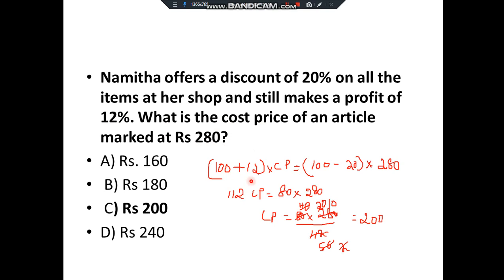100 as usual, 100 plus profit percentage, which is 12 here, into cost price, which is the one we have to find. So CP is equal to 100 minus discount percentage 20 into marked price 280. So 112 cost price is equal to 80 into 280. So CP on the left hand side, taking 112 to the right hand side, it will go in the denominator. On cancelling you get it as 200 rupees. So I think you find it easy. Okay.